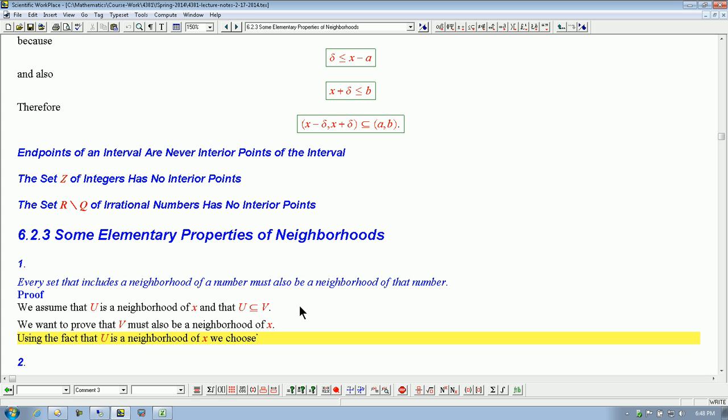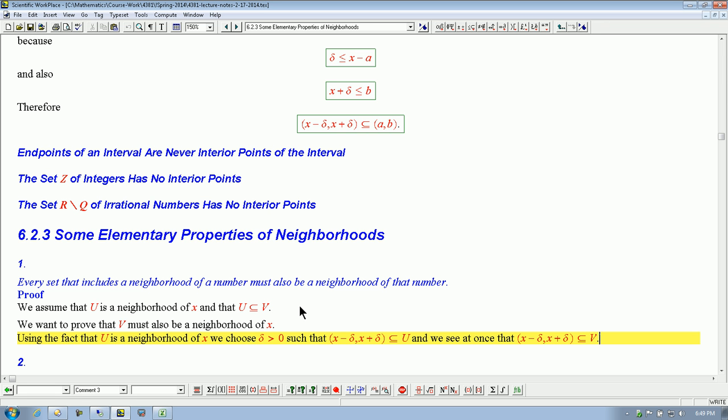Using the fact that U is a neighborhood of X, we choose delta greater than 0 such that the interval center X radius delta is included in U. And we see at once, which means don't bug me, it's obvious, that this interval is a subset of V, because it's a subset of U, and U is a subset of V. There you go. See?